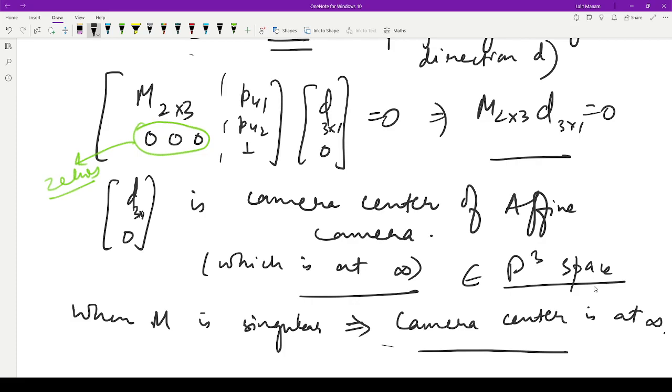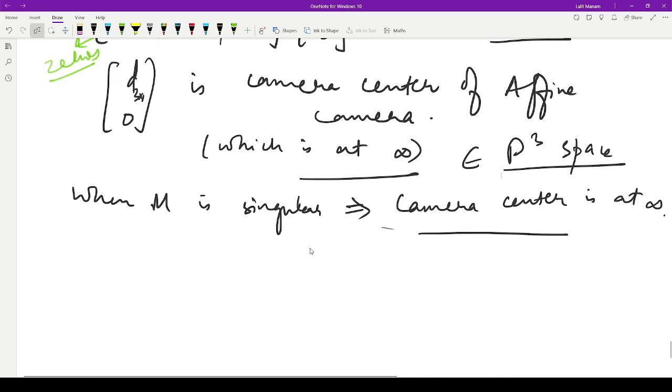Is this fine? Sir, if the camera center is at infinity, what does that mean physically? Okay, I'll give you an intuitive example. What we have seen in the projective perspective projection is that there is a center of projection through which all the rays come like this, right? Any point lying on this ray will map onto the image at these specific points. Is this clear? Yes, sir.